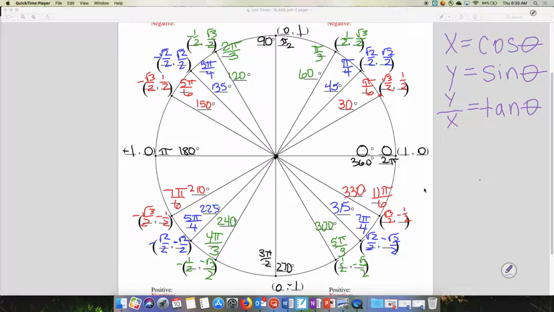Let me tell you about a trick that you probably already know. Do you notice how everything is positive in the first quadrant? All of our trig functions are positive in the first quadrant. All of them.